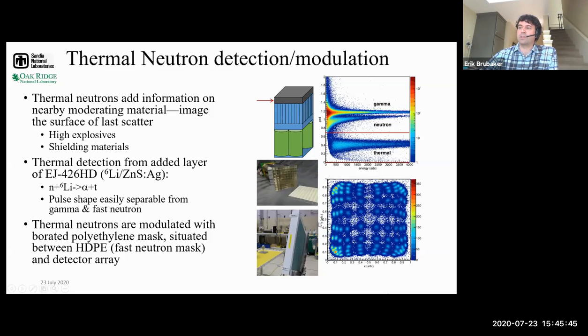So why are we interested in thermal neutrons? Well, thermal neutrons give you information on moderating material in the scene. So special nuclear material is always going to be emitting neutrons at fission energies, 1 to 5 MeV, let's say, is where most of them are coming. Some of those neutrons, if there's moderating material nearby, will downscatter. And what we end up imaging, if we're imaging thermal neutrons, is the surface of the last scatter where the thermal neutrons are coming from. So examples of what that gives us added sensitivity to are high explosives or shielding materials that might be nearby the SNM.